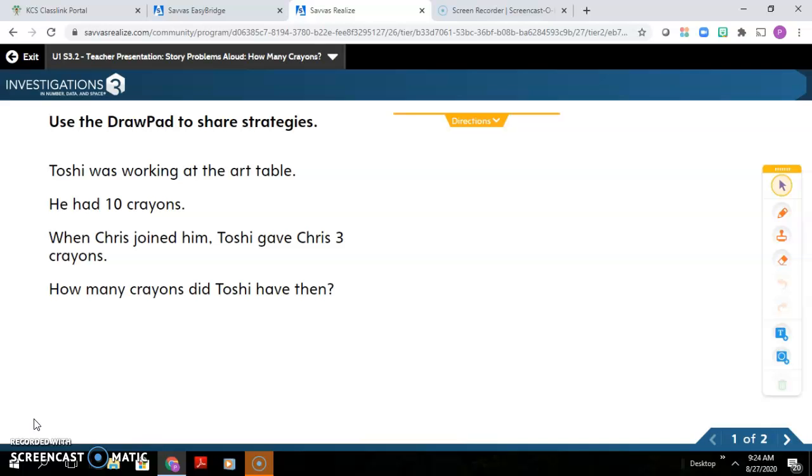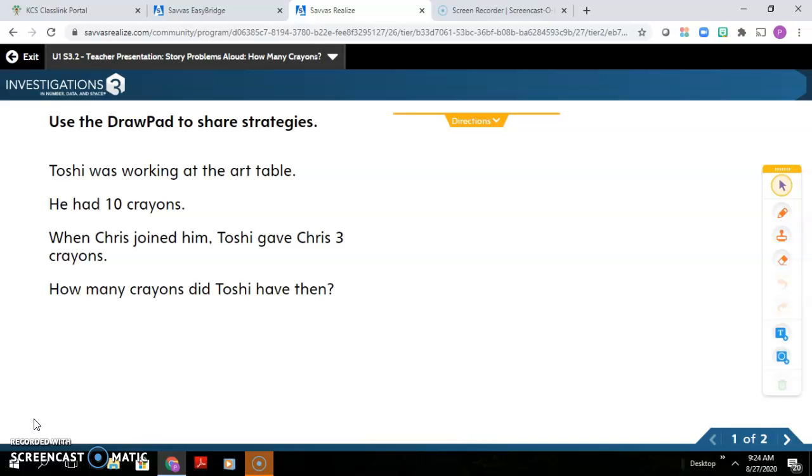Toshi was working at the art table. He had 10 crayons. When Chris joined him, Toshi gave Chris 3 crayons. How many crayons did Toshi have then?